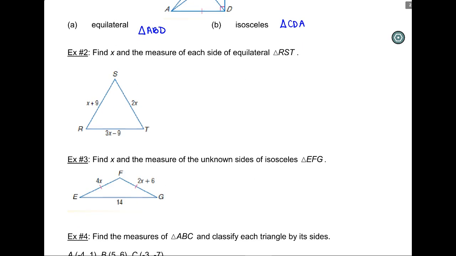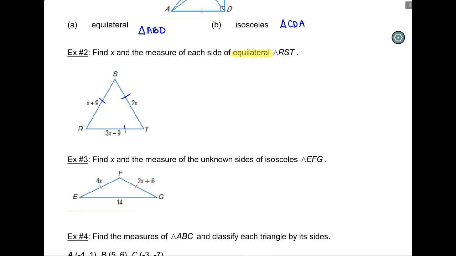All right, let's take a look at example 2. We want to find the value of X and then find the measure of each side. It's equilateral. Now, there's more than one way to do this. Would it be x plus 9 plus 2x plus 3x minus 9 equals 36? No, be careful. These are not referring to the angles. They're referring to the sides. There's basically all 3 sides are congruent, but what do we really need to solve for X? We just need to set 2 of them equal to each other.